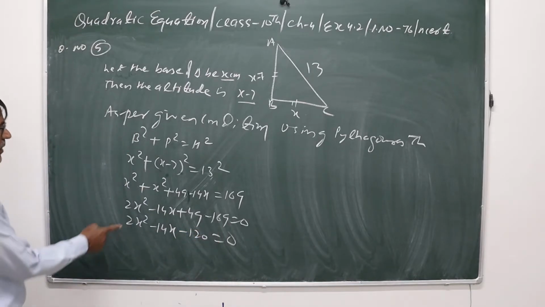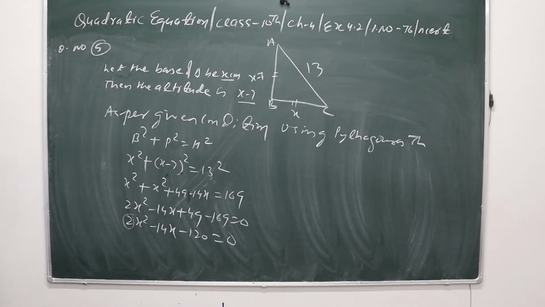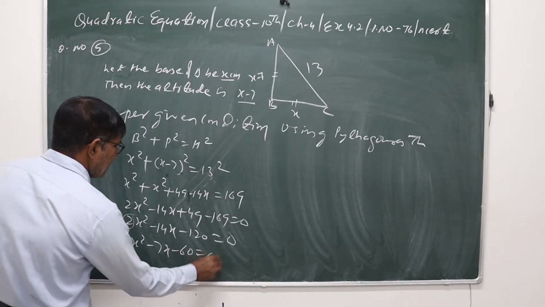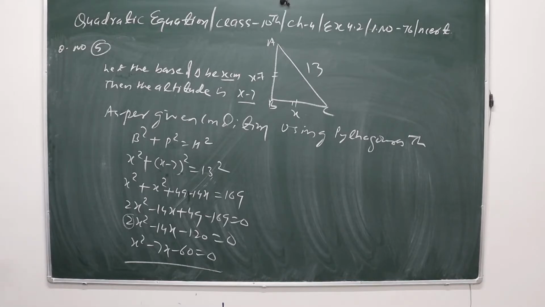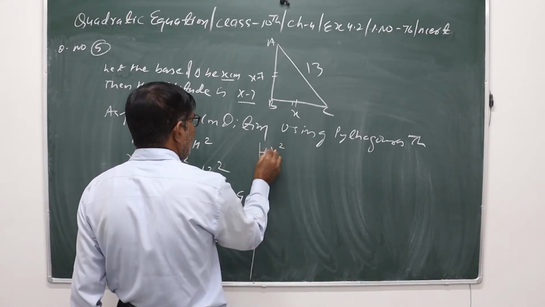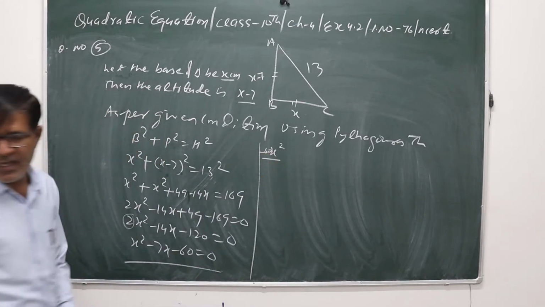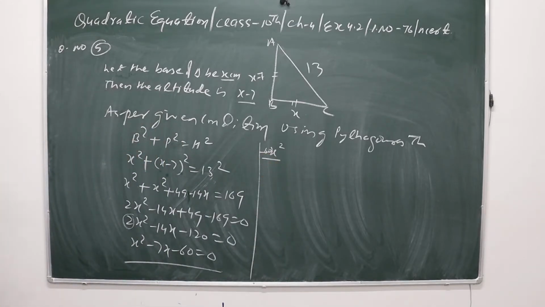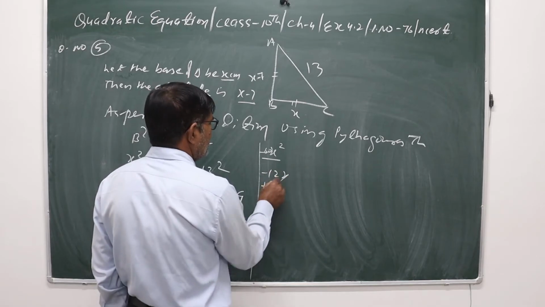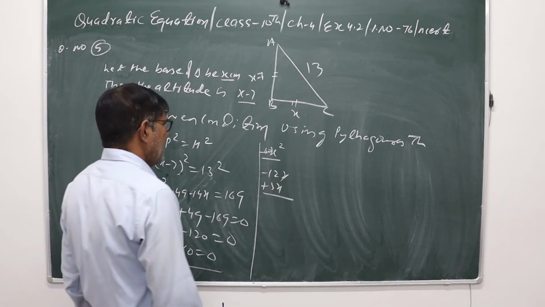Divide throughout by 2 because here the coefficient of x square is 2. So dividing by 2, x square minus 7x minus 60 is equal to 0. Now the highest degree term is x square and the lowest degree term is minus 60. So we have to split minus 60x square into two factors such that their sum is minus 7x and their product is minus 60x square. So minus 12x plus 5x. These will be the two factors.